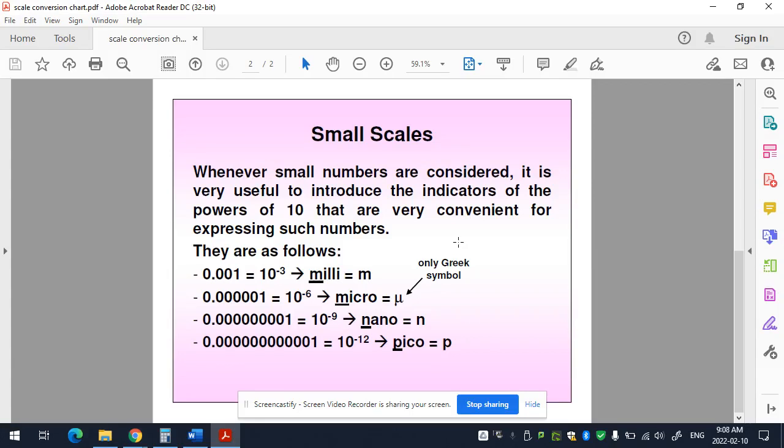Millimeters. What does milli mean? A part of a what? A part of 1,000, or 1,000th. Okay? Milli. What's after a milli? Micro. And now we have to start using what? Greek letters.